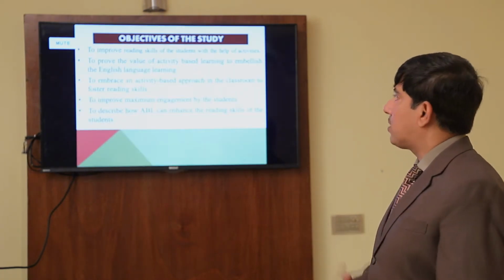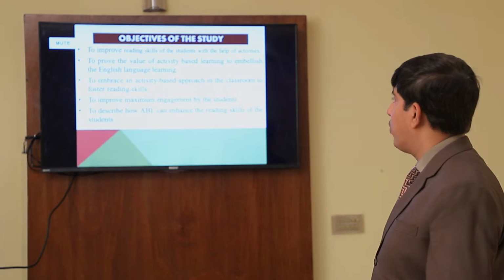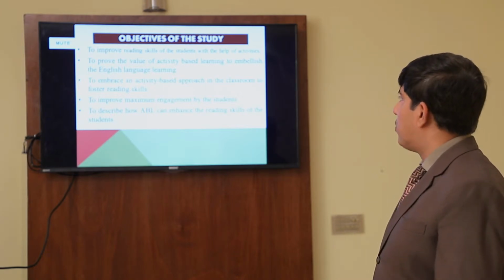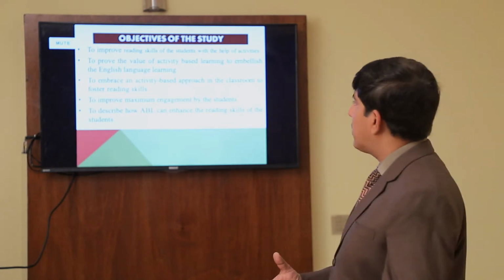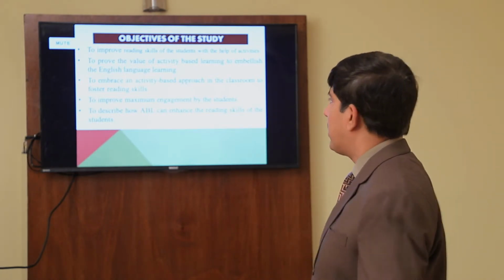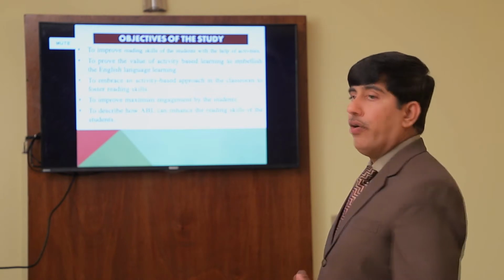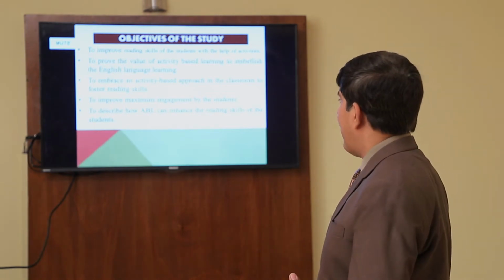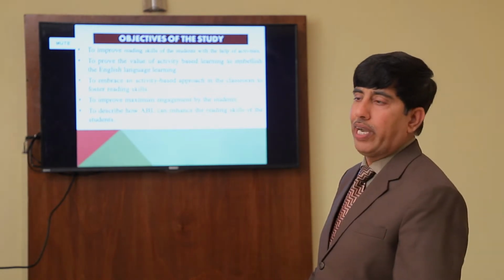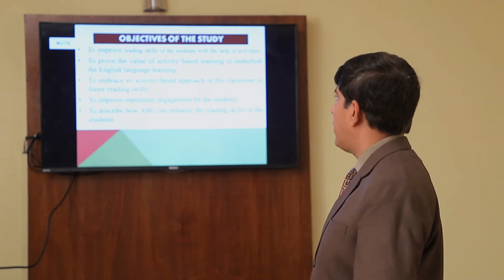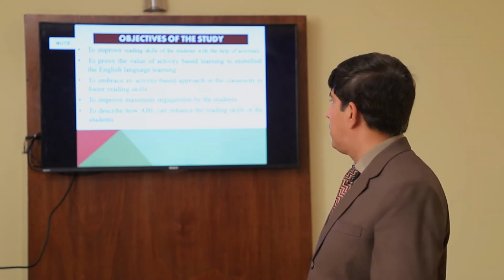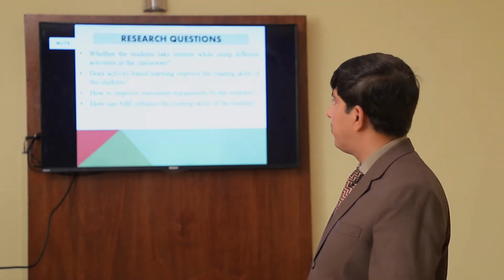The objectives of my study were to prove the value of activity-based learning, to embellish English language learning, to embrace an activity-based approach in the classroom to foster reading skills, to improve maximum engagement by the students, and to describe how activity-based learning can enhance the reading skills of the students.